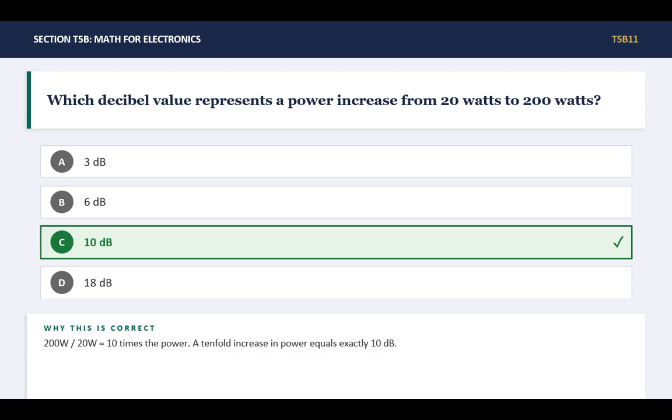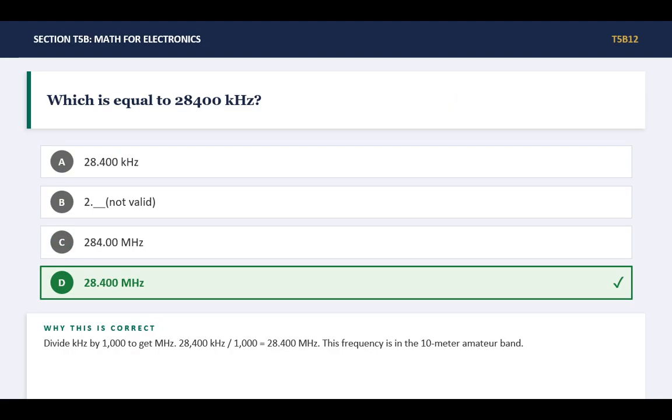Which decibel value represents a power increase from 20 watts to 200 watts? C. 10 dB. 200 watts divided by 20 watts equals 10 times the power. A 10-fold increase in power equals exactly 10 dB, which is equal to 28,400 kilohertz. 28.400 megahertz. Divide kilohertz by 1000 to get megahertz. 28,400 kilohertz divided by 1000 equals 28.400 megahertz.